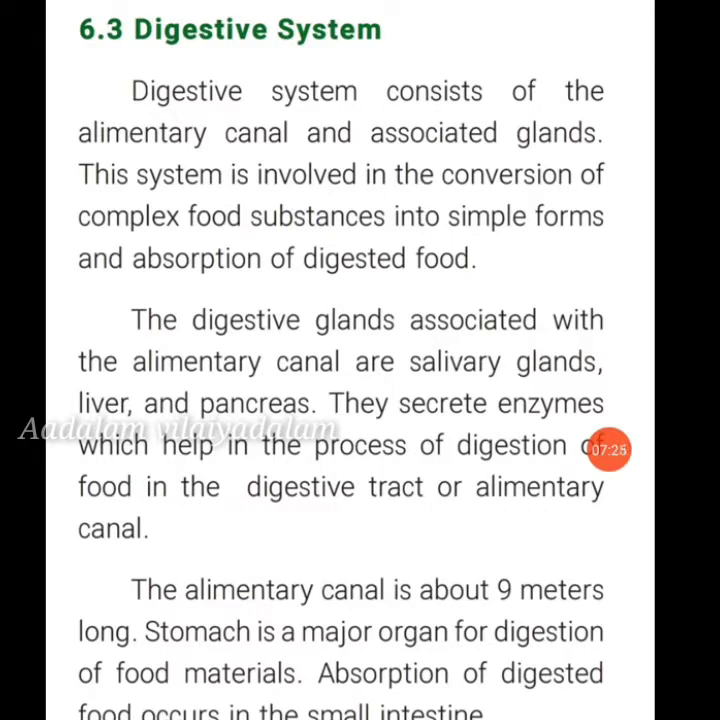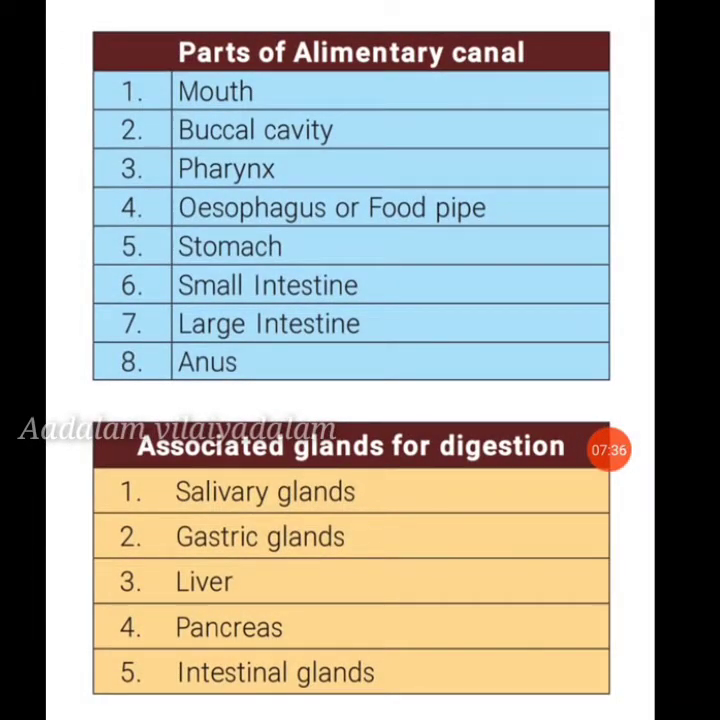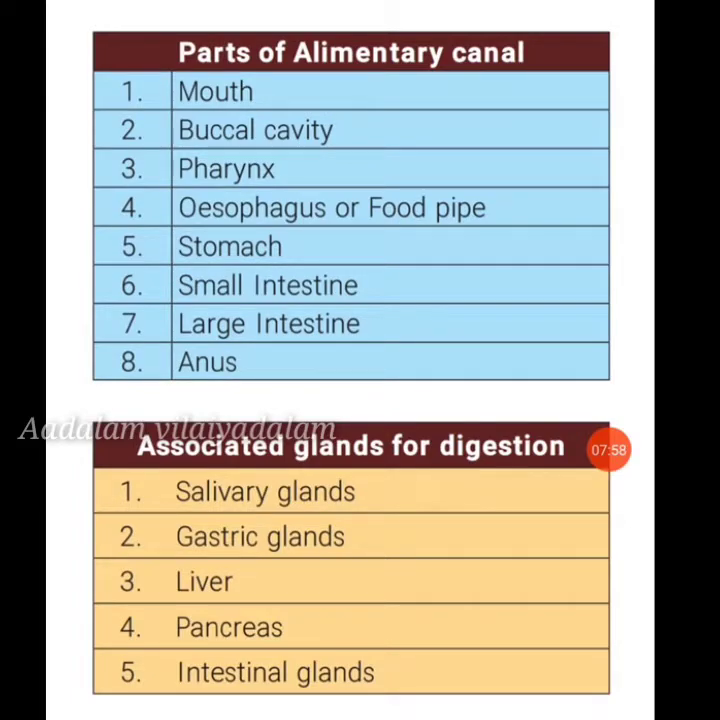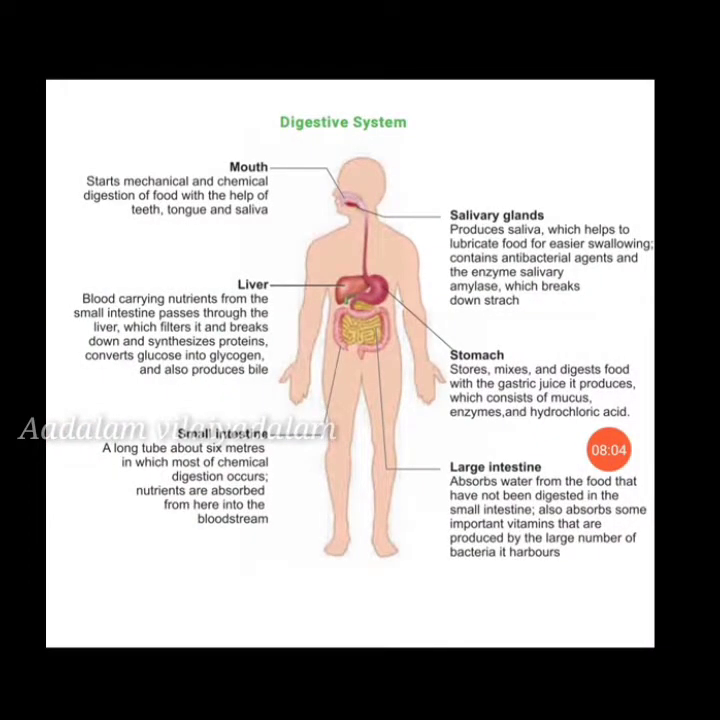So the alimentary canal is about 9 meters long. Stomach is a major organ for digestion of food materials. The parts of the alimentary canal are 8: mouth, buccal cavity, pharynx, esophagus or food pipe, stomach, small intestine, large intestine, and anus. The associated glands for digestion are salivary glands, gastric glands, liver, pancreas, and intestinal glands. So this is the digestive system.